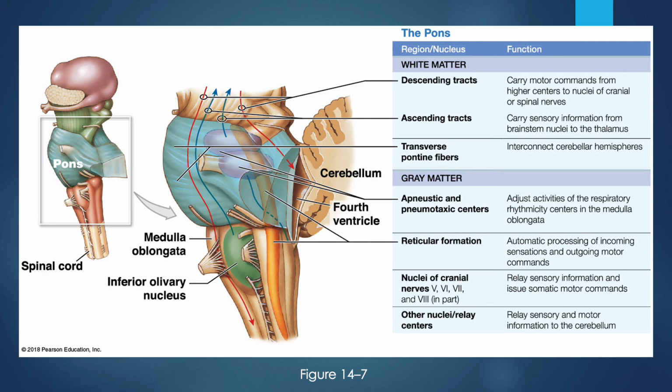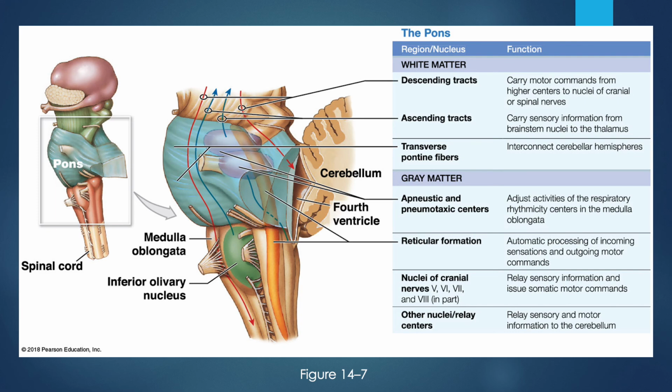We also have the transverse pontine fibers, which we just talked about, and these are going to connect the 2 cerebellar hemispheres, which are the right and the left. And then in the white matter, we have the apneustic and pneumotaxic centers, and these just adjust our respiratory rate. And then we have the reticular formation, which is that long orange structure that stretches out from the pons down through the medulla and even down further than that. And that's there to help us monitor our incoming sensations and also our outgoing motor commands.